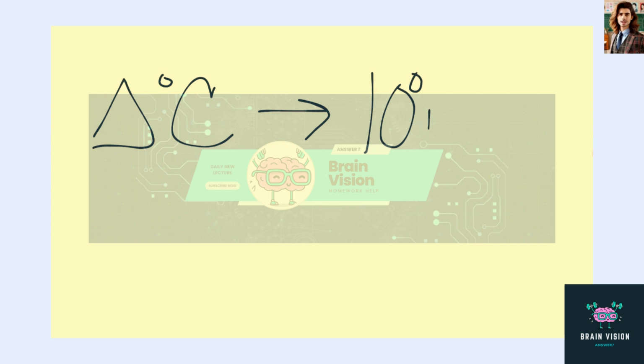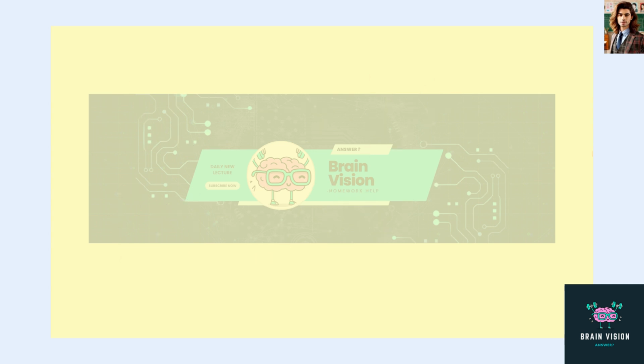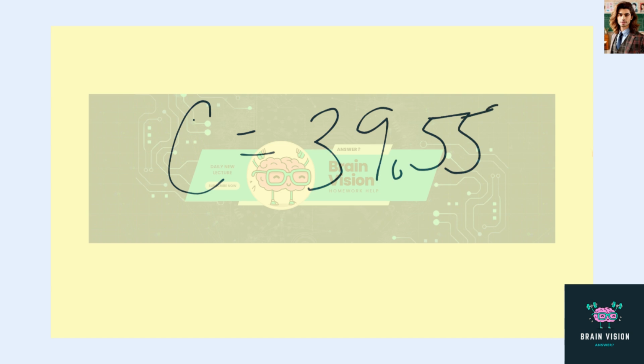And I want to know what change in temperature in degrees Celsius corresponds to a change in 10 degrees mercury. I know that 1 degree mercury equals 3.955 degrees Celsius. So a change of 10 degrees on the mercury scale corresponds to a change of 39.55 degrees Celsius. Just a quick example on working with different scales and doing conversions between different systems of measurement.